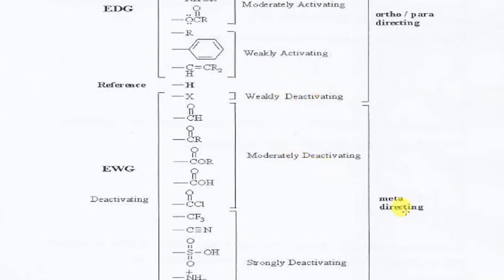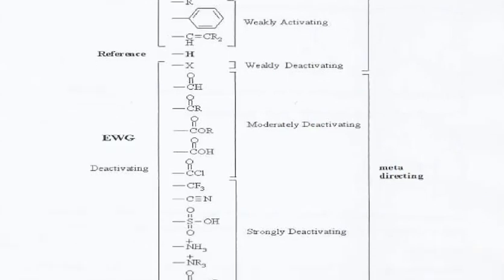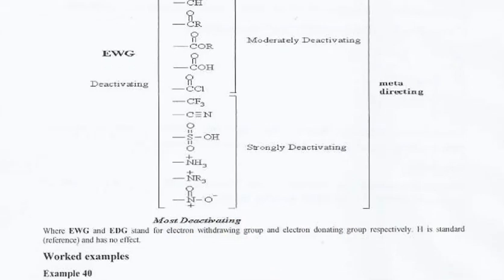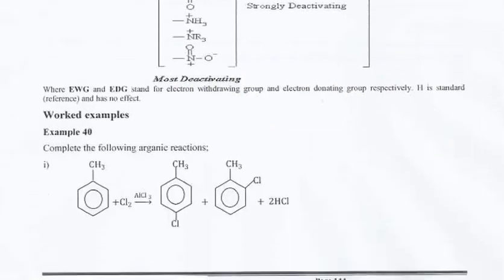From there we have moderate deactivating groups, and there are many groups there. And from the moderate deactivating, we have strongly deactivating, where you can see most of the deactivators are attached to another atom by a pi bond. EWG and EDG: EWG is electron withdrawing group and EDG is electron donating group. So hydrogen stands as the reference and has no effect.